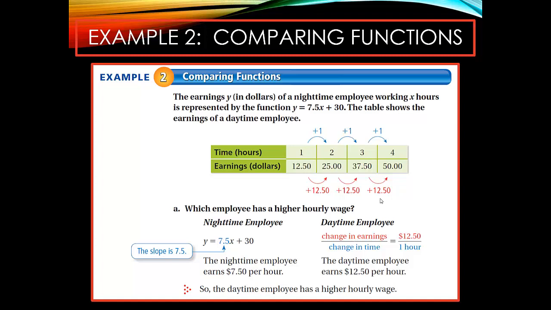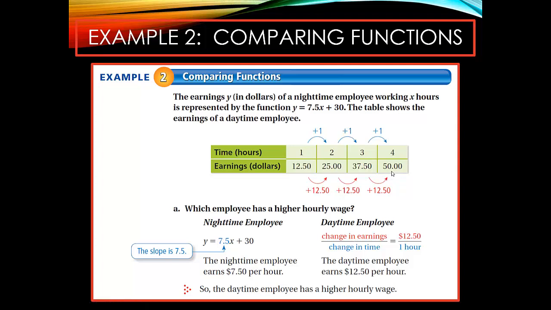So you can see for our time in hours, we're going to go up by 1 each time. 1 to 2 is plus 1, 2 to 3 is plus 1, and 3 to 4 is plus 1. And you can see our earning in dollars, we're going to go up by $12.50 each time. So we have $12.50 to $25. Go up $12.50 again, and we get $37.50. And then go up by $12.50 again, and we're at $50.